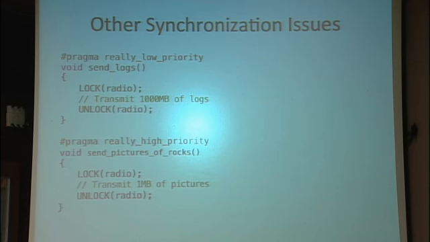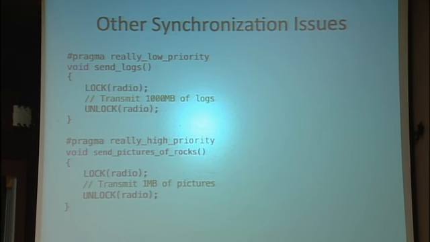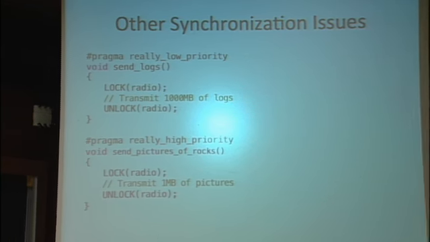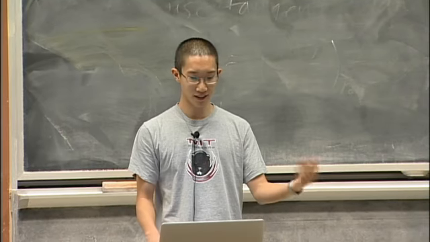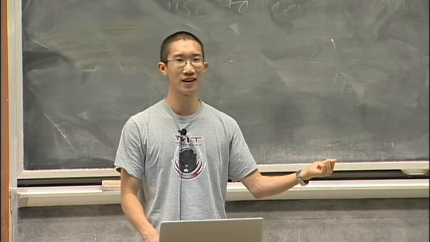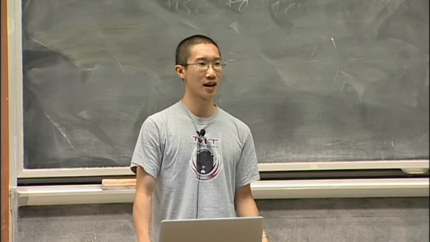So a reasonable approach might be to just lock the radio in each thread before you transmit, and then unlock after you transmit. So what could be a potential issue with this? Let's say the scheduler interrupts every, say, 10 milliseconds, and then 1 out of the 10 times it allows send logs to run, and then 9 out of the 10 times it allows send pictures to run. So everybody gets time scheduled.